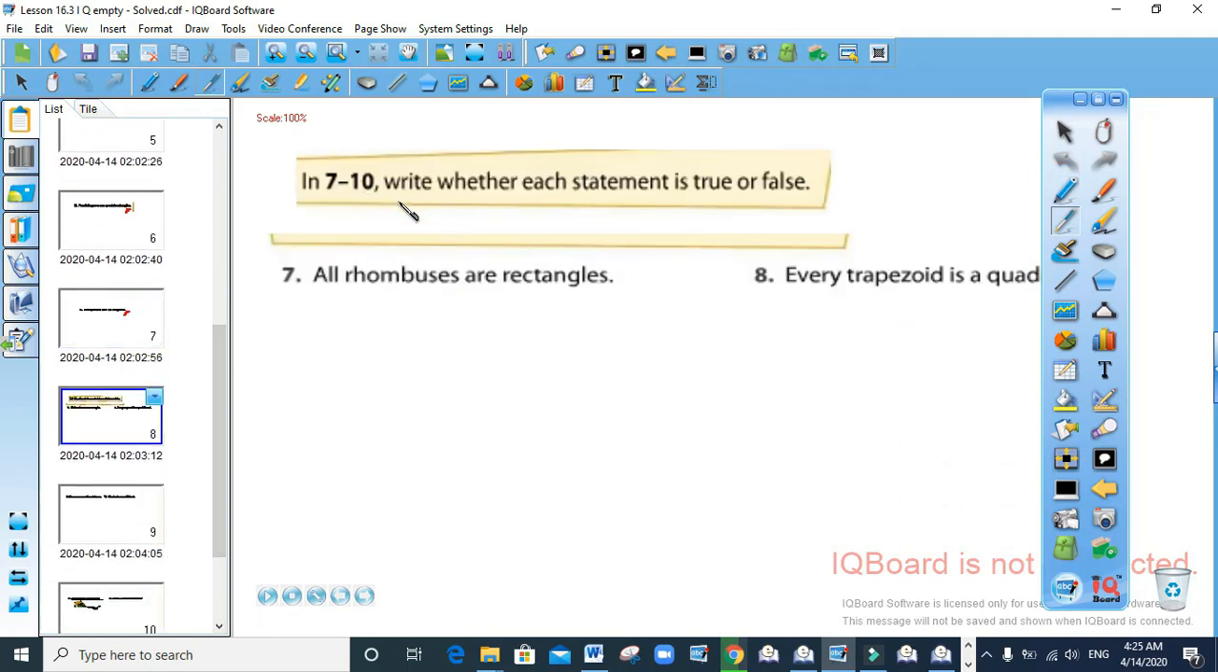From question 7 to 10, write whether each statement is true or false. All rhombuses are rectangles. Actually, we spoke about this, about rhombuses and rectangles.